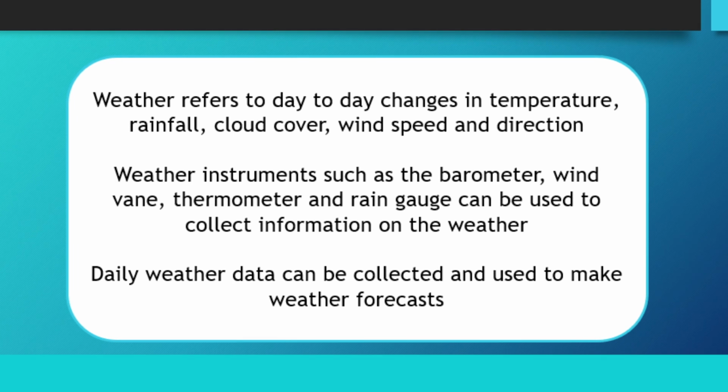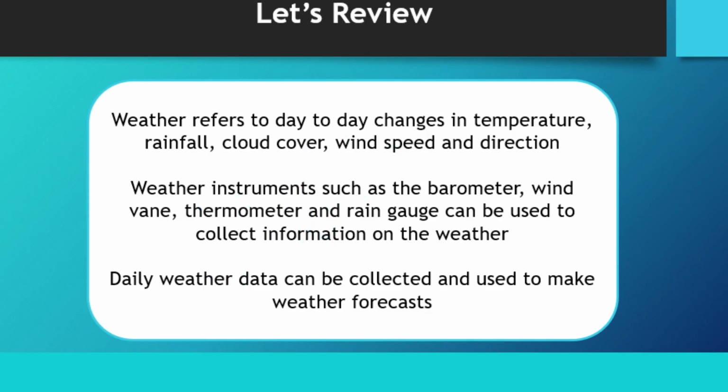And we have different instruments that we can use to measure these changes. So you, of course, would have heard about your thermometer. But there are other instruments that you may not be aware of, such as the barometer, wind vane, and of course, our rain gauge. We use these instruments to collect information about the weather, and the data that we collect, we can use to make weather forecasts. So the same thing that your meteorologist does every night, that's what we will be able to do with this data.